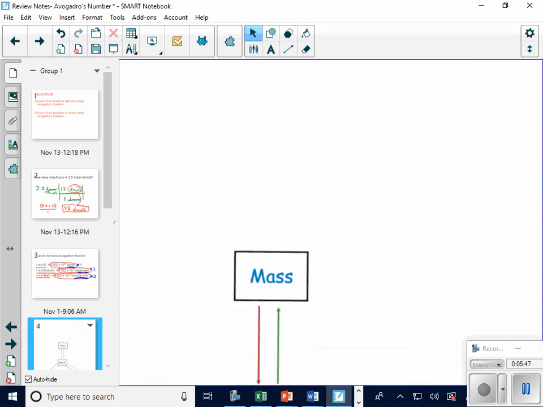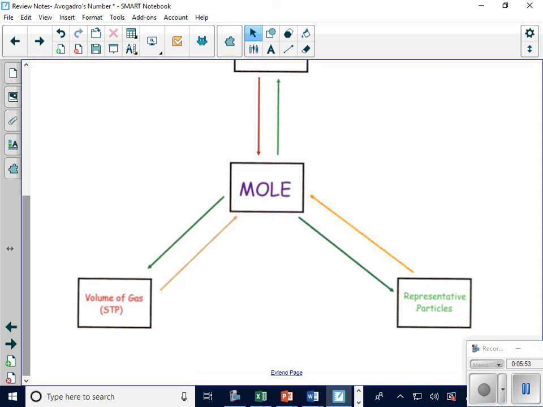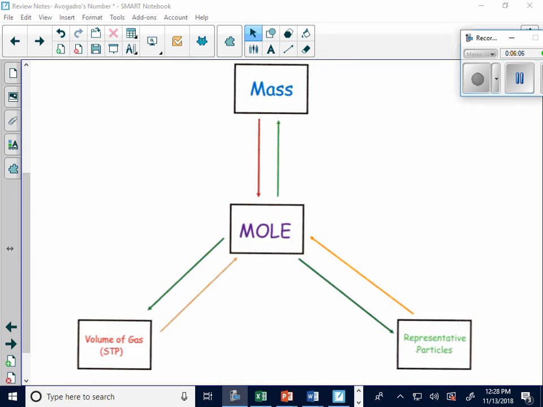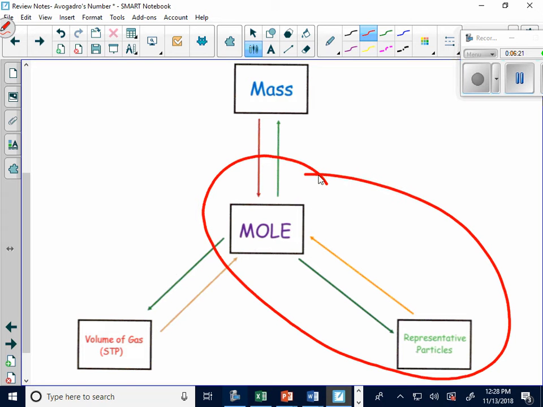Now, let's just jump right in to this little guy here. I'm going to give you a second to write this down into your notes. So go ahead and pause the video and write this whole thing down. Okay, ladies and gentlemen, today we are going to be dealing with just this bottom section. So we're going to go from moles to particles, and particles back to moles.